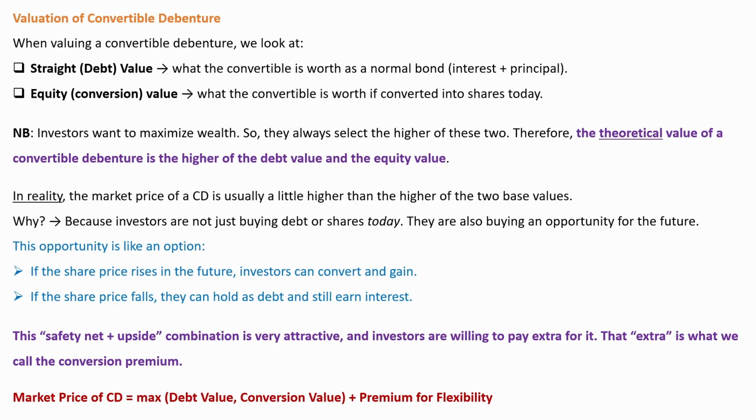And how do we find the premium? In the last slide, I have shown you the formula for finding the premium. In short, it is the current market price of a convertible debenture minus the conversion value. So that premium is what you are going to add to what you have selected. So to understand it better, let us look at an example.